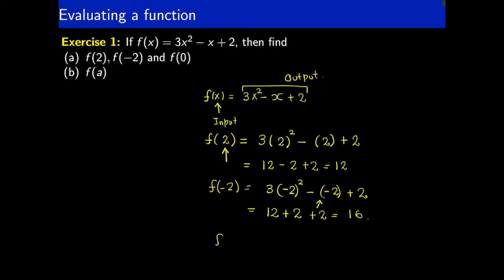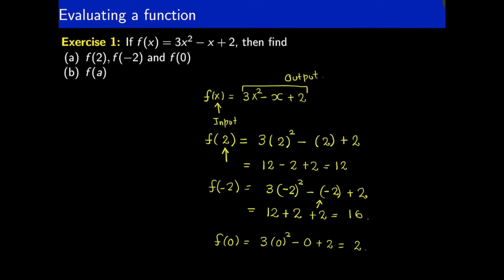One more example, or the last one, is evaluating at 0. Again, wherever you see x, you place 0 there, and it's a bit easier to evaluate at 0, so you just get 2.